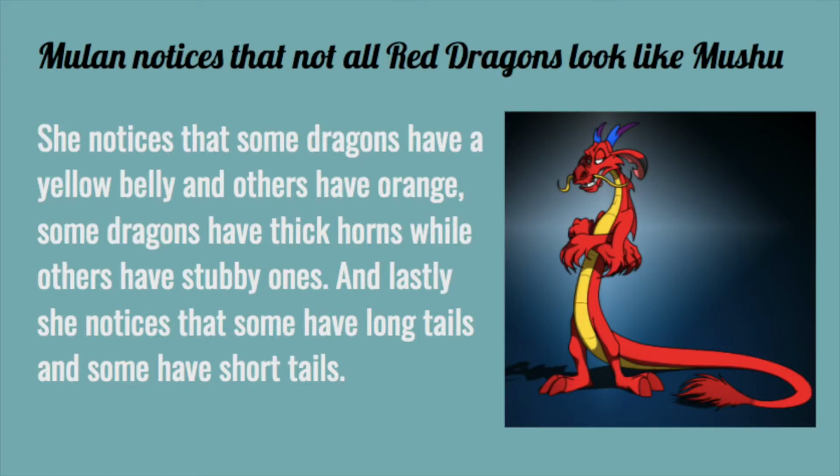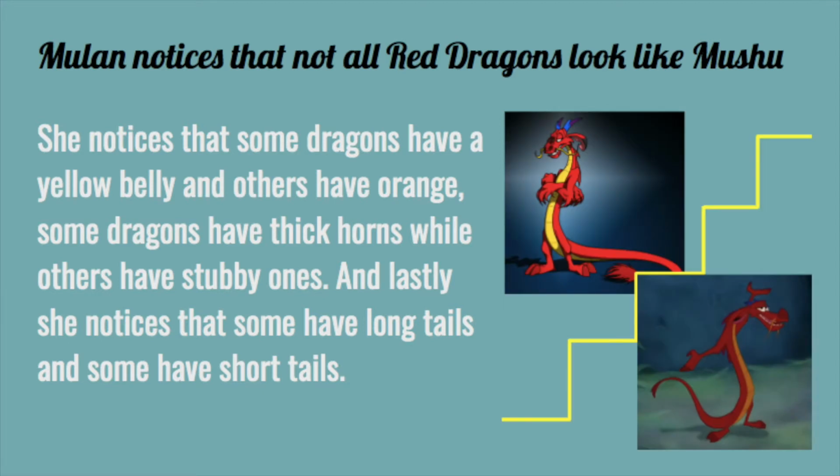Mulan notices that not all red dragons look like Mushu. She notices that some dragons have yellow bellies and others have orange. Some have thick horns while others have stubby ones, and lastly she noticed that some have short tails and some have long tails. So the top picture is a picture of another dragon, and the bottom picture is a picture of what Mushu looks like.